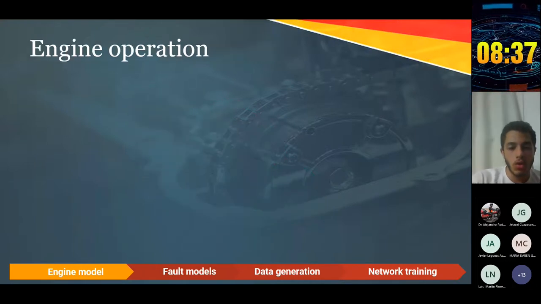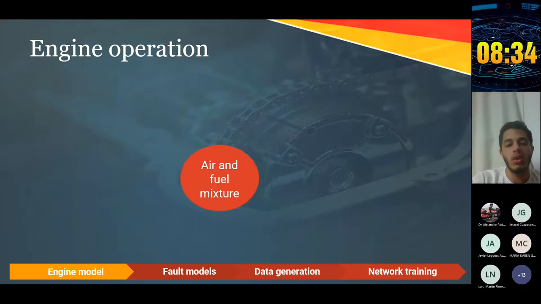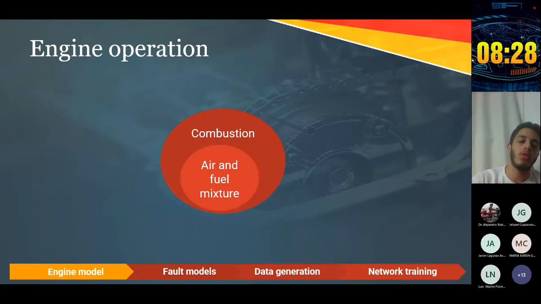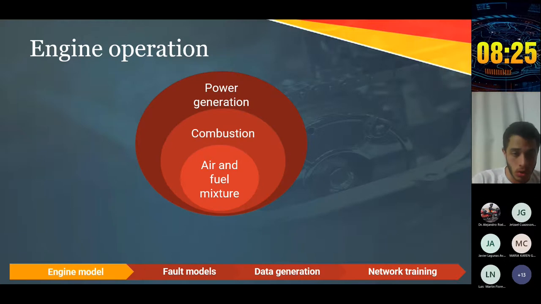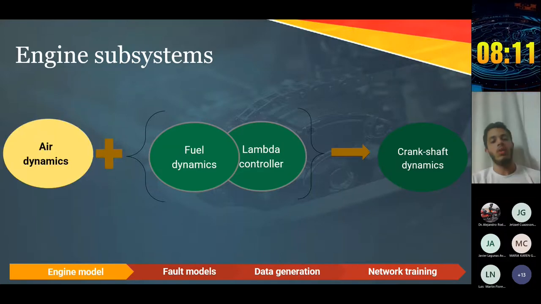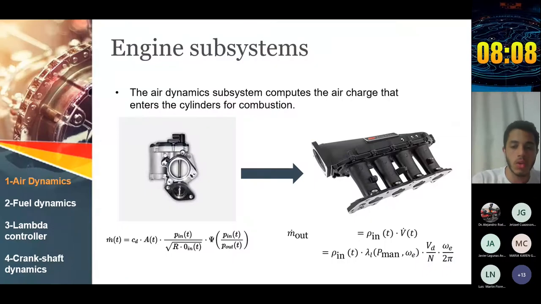As we know, the engine can be seen as a structure that takes in an air and fuel mixture, and through combustion or the ignition of this mixture, a mechanical power is generated. Based on this, we can dissect our modeling of the system into three or four subsystems. First, the air dynamics part. This part computes the air charge that goes into the cylinders for combustion based on the actuating signal of the throttle valve.